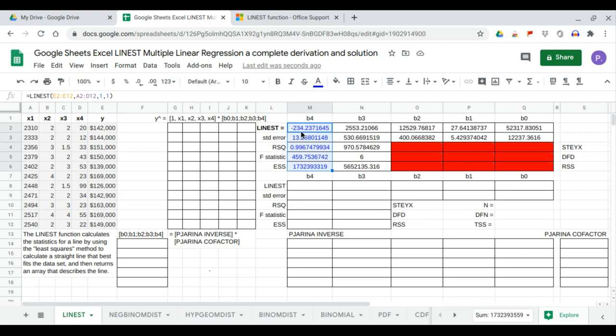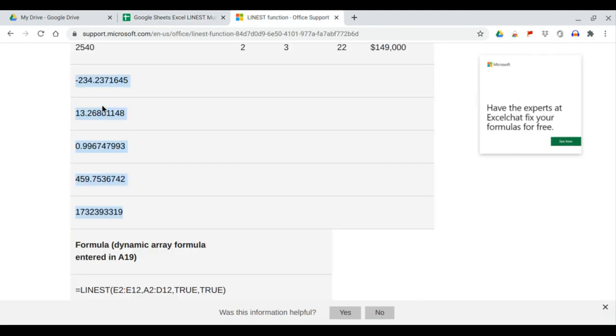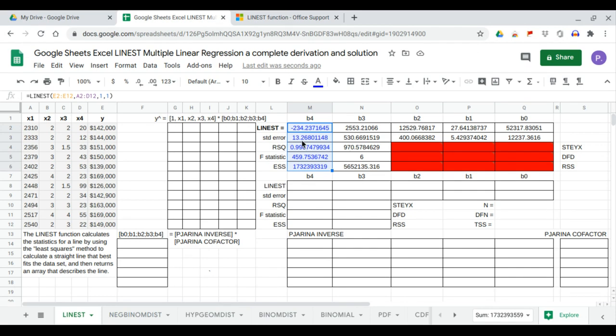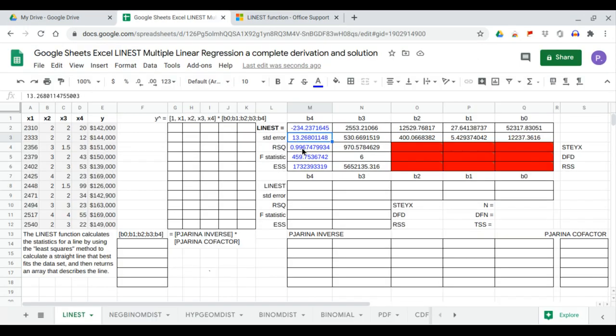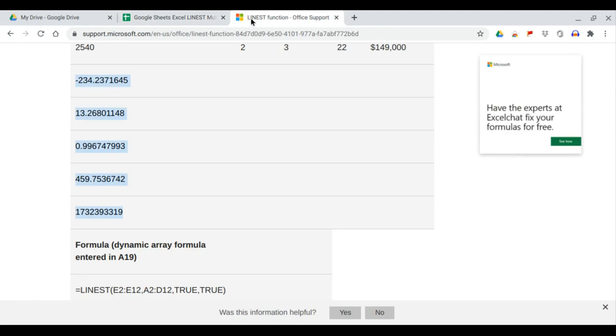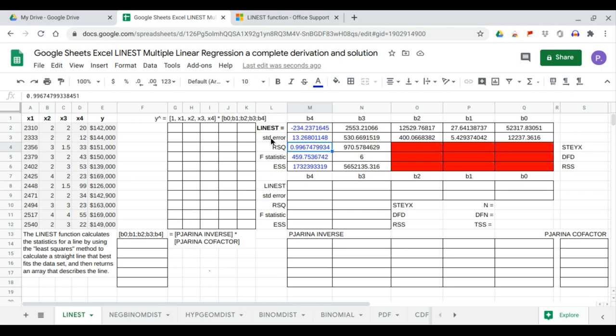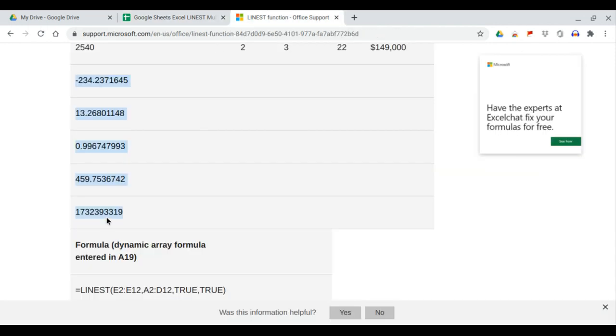These are in blue, where we have the coefficient B4, 234, standard error B4, 13.26, and the R squared, which is 0.9967, and this one is the F statistic, 459.75, and the regression sum of squares, which is 1.732 billion.